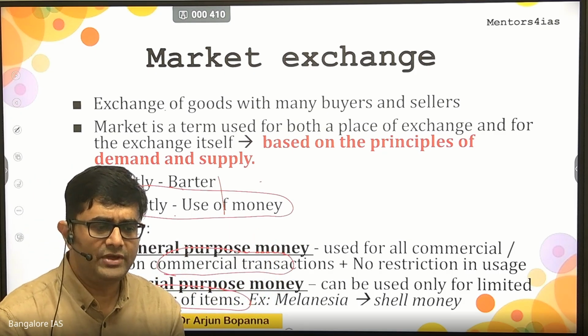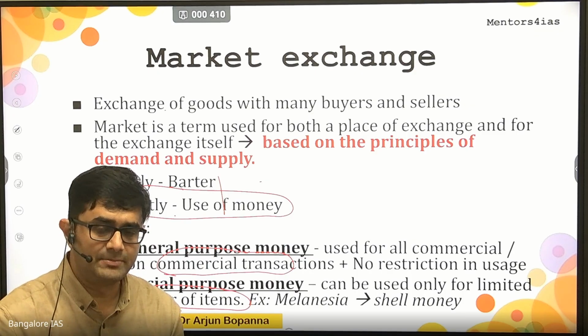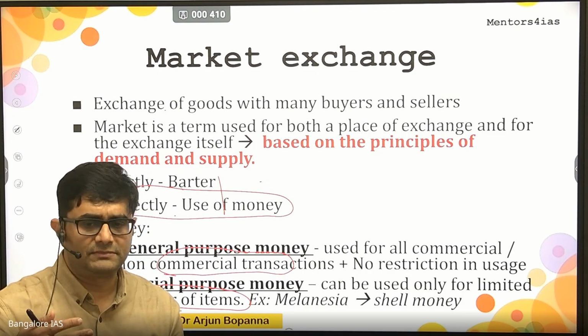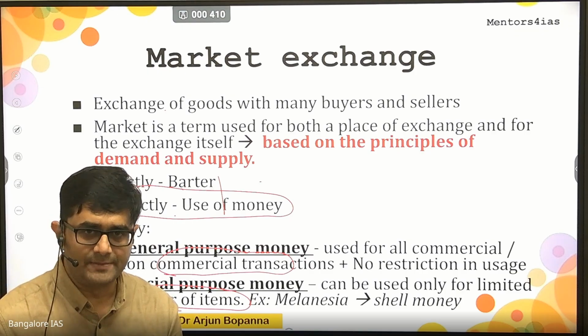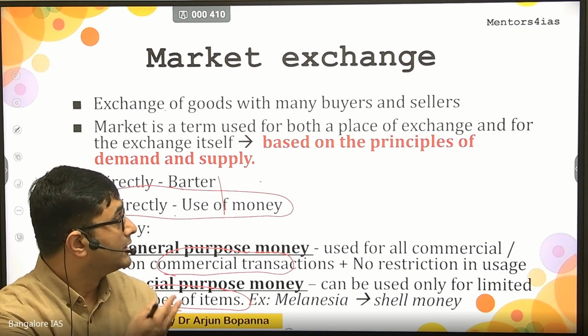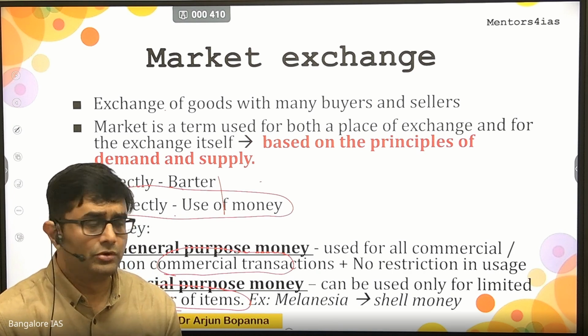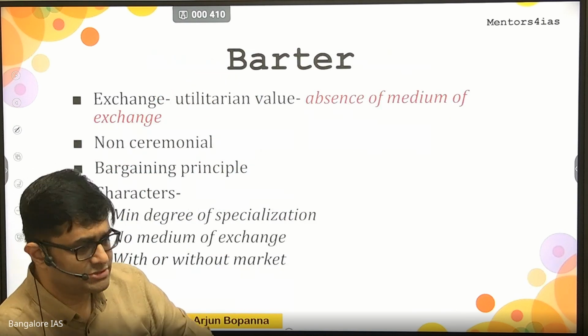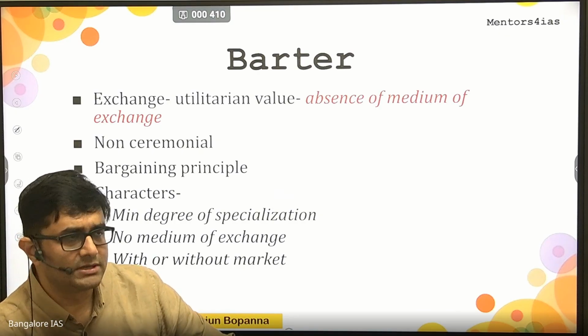So in a society where you have multiple buyers, multiple sellers, therefore multiple agents or units, where transactions can happen between anybody, such a transaction which happens based on demand and supply, where the prices are determined by it, this kind of thing is called market exchange. So as we discussed, barter is one type.